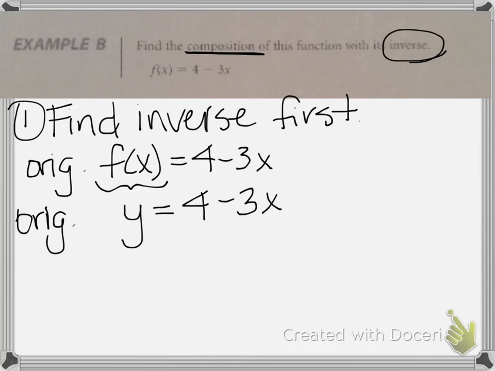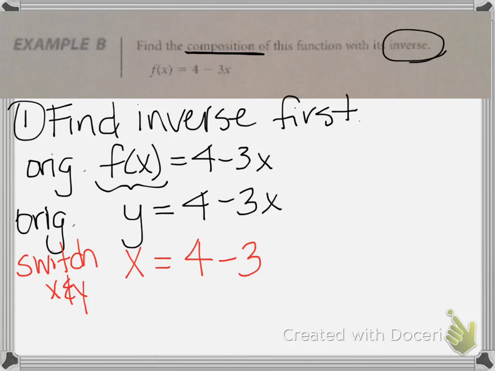So in order to do the first step, we have to switch x and y. So instead of y equals, I'm going to have x equals. And instead of 4 minus 3x, I'm going to have 4 minus 3y. Fairly simple first step. Now the next part, and that's just to solve for y, because when we write equations, we like them to say y equals. So solve for y.